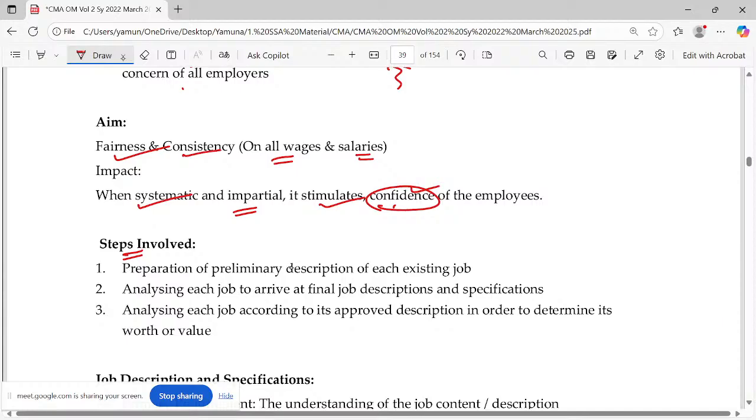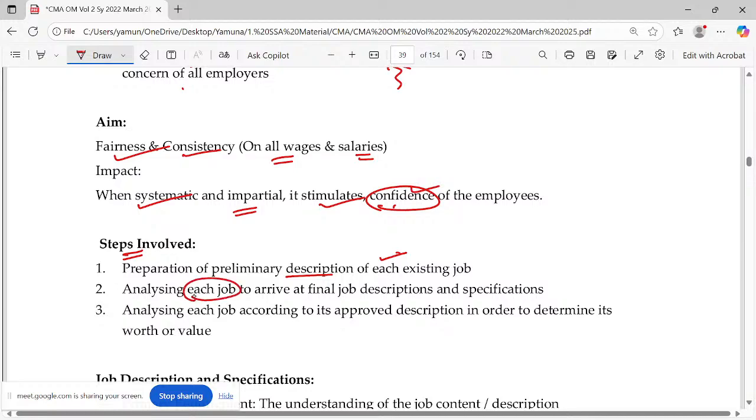Steps involved: you go for a preliminary description of each existing job. Please try to understand. You go for a preliminary description of each existing job. So if we say that we have some 50 jobs, all the jobs will be taken. If you are saying that we have 50 engineers, we'll talk about all the 50 engineers. So this is how it will go. We'll talk about everybody and everything, and we'll go for some grading system.